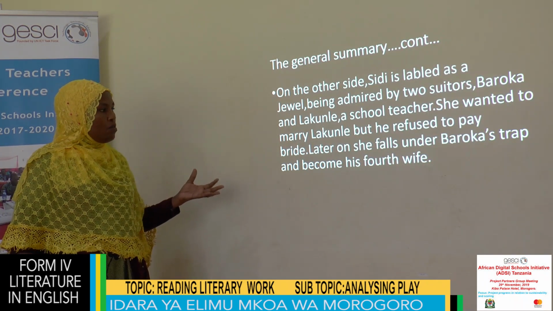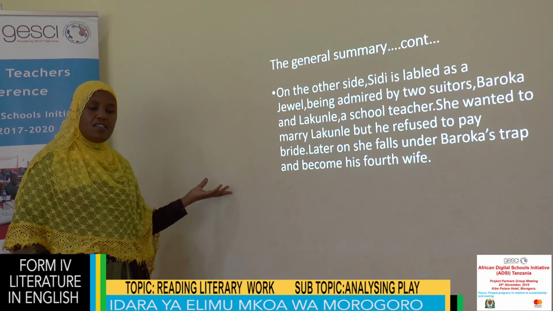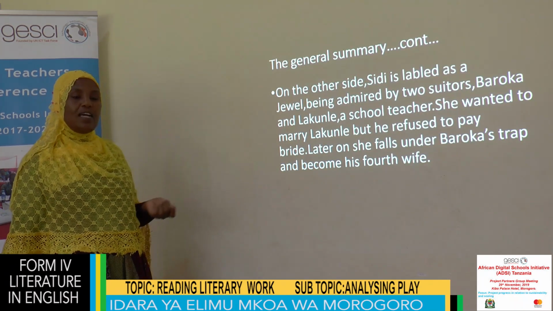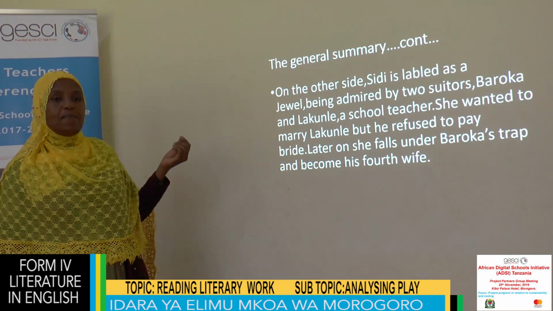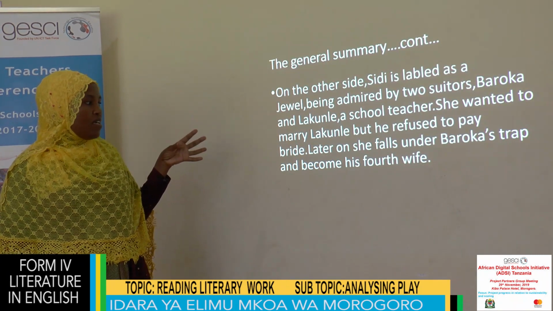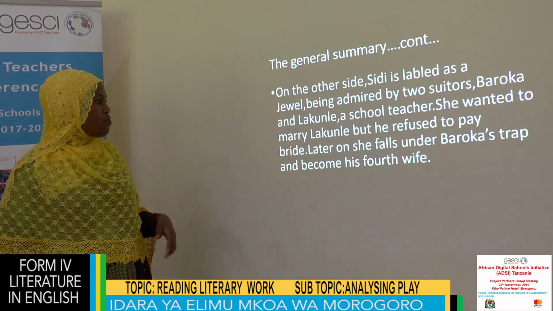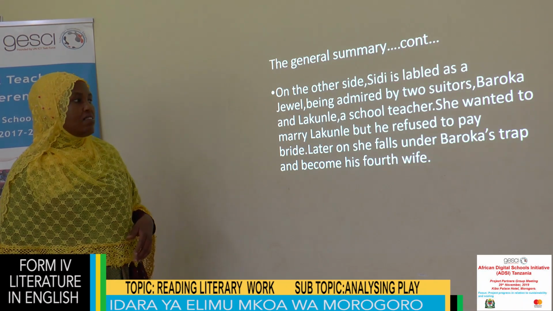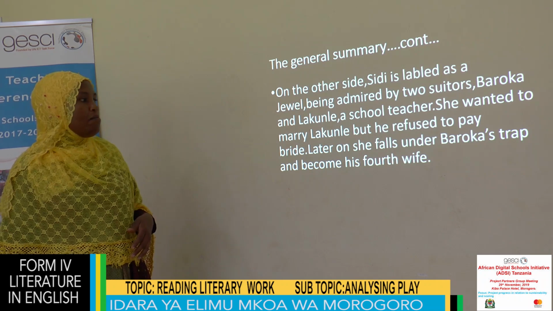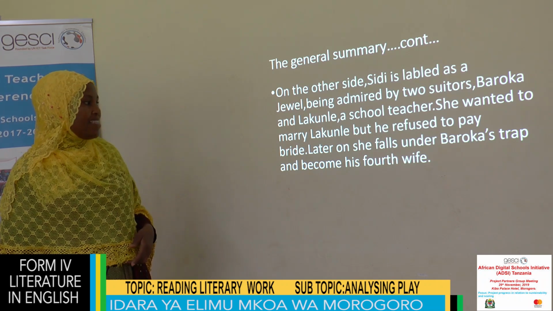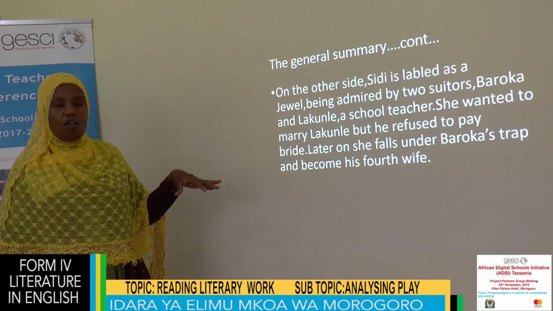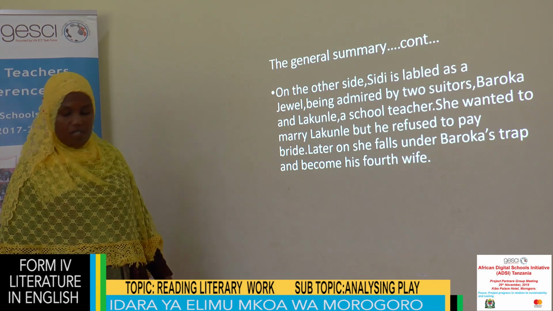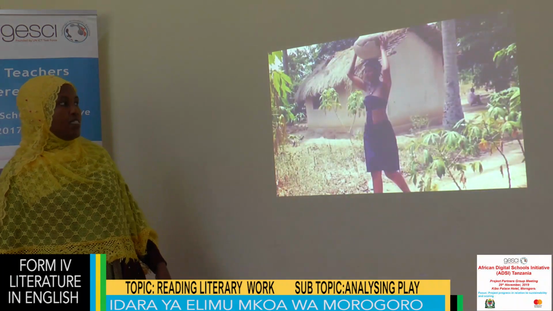Now, after Mr. Lakunle refuses to pay the bride price, the girl is admired by Chief Baroka, who employs different tricks. At the end of the day, that girl falls into Baroka's trap and thereafter becomes his 4th wife. That is all about the general summary.